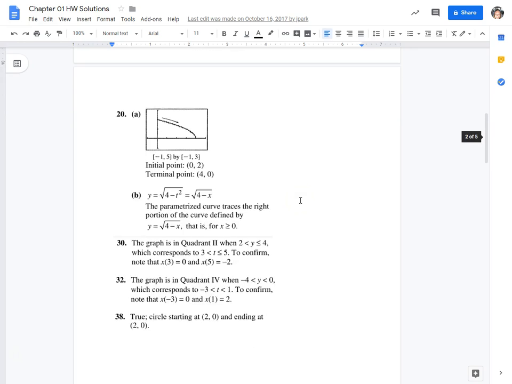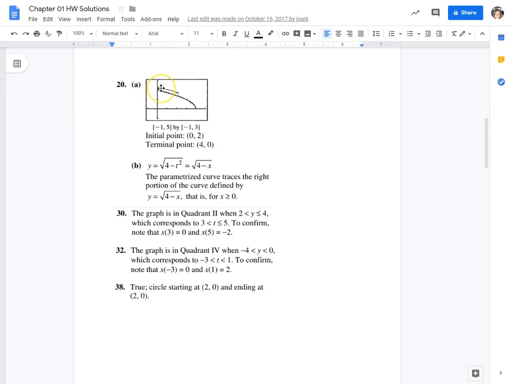Number 20. Initial point 0, 2, terminal point 4, 0. Orientation is clockwise again. The parameterized curve traces. Now this time they didn't make it all crazy and try to solve for x or anything else. They just said, okay, it's this, but it's this for x greater than or equal to 0. So it kind of helps that out.